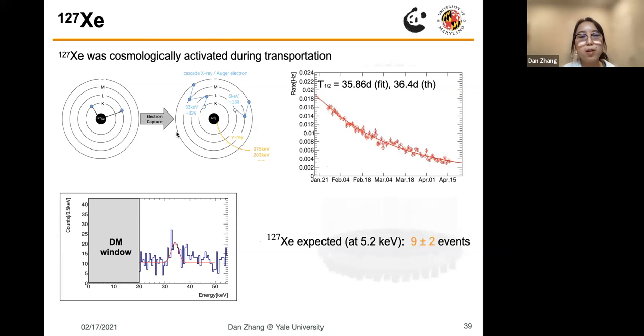And the xenon 127 is cosmogenically activated during transportation on the ground. And it has a peak at 5.2 keV. And we used another branch at 33 keV to estimate the amount at the low energy part. And because of this 33 keV used, that's basically the reason why we choose our S1 to have a specific around 135 PE cut as our search window for WIMP, because we have already used this peak.